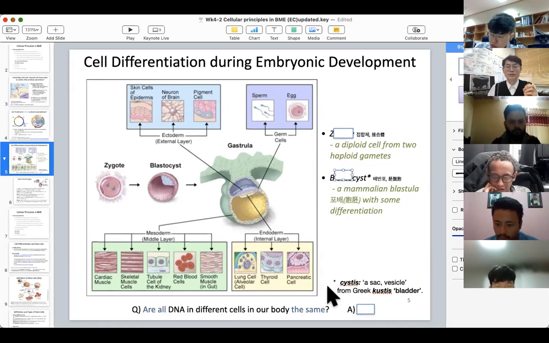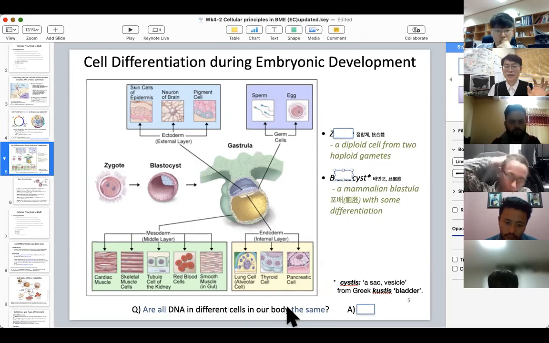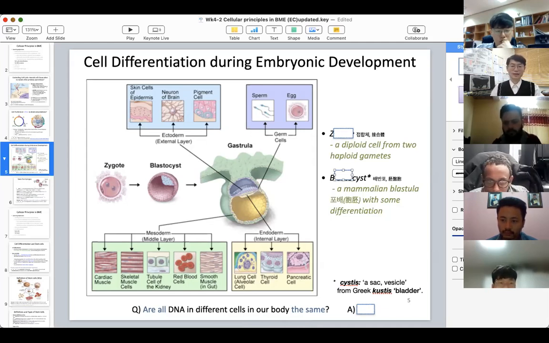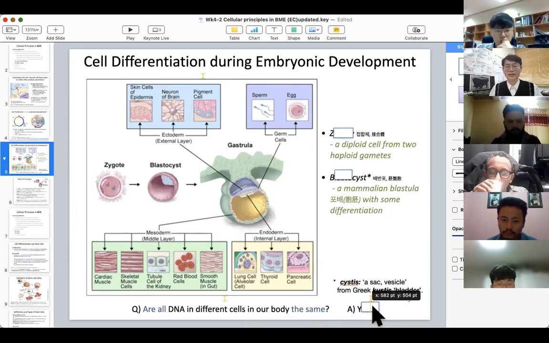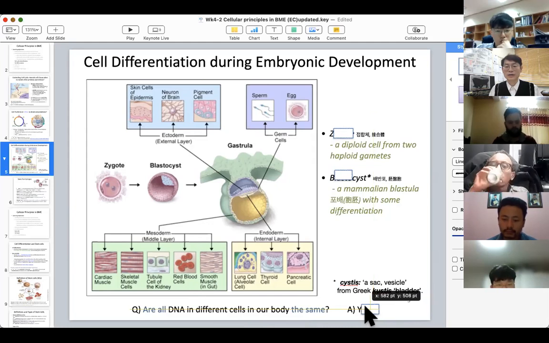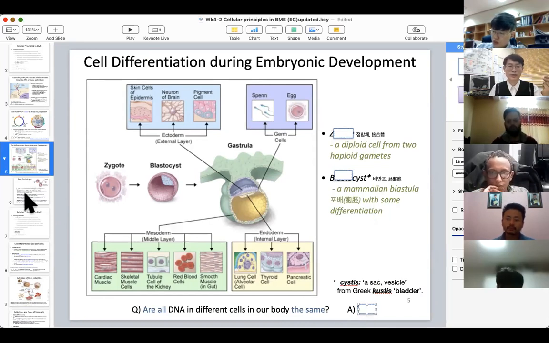Okay. So again, the question: is the DNA in all these many different cells in our body the same or not? Let me ask this question to, let's say, Songhyun. Can you answer this question? Yes. Of course, yes. The key part of this is that the DNAs are the same, but different gene expression makes different types of cells.